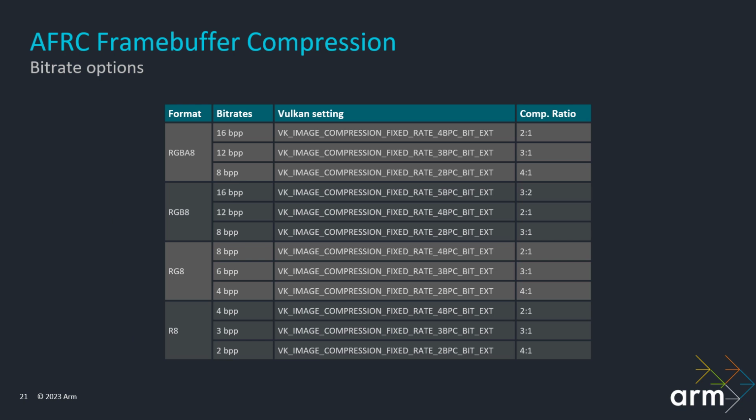The extension exposes a number of different bit rates per component, and there's some queries that will tell you for a particular vendor implementation what's supported. This is what we're going to expose for the first implementation of AFRC on the Immortalis-G715. And as you can see, it does depend a little bit on which format you're using, but you can generally get from 3:2 down to 4:1.